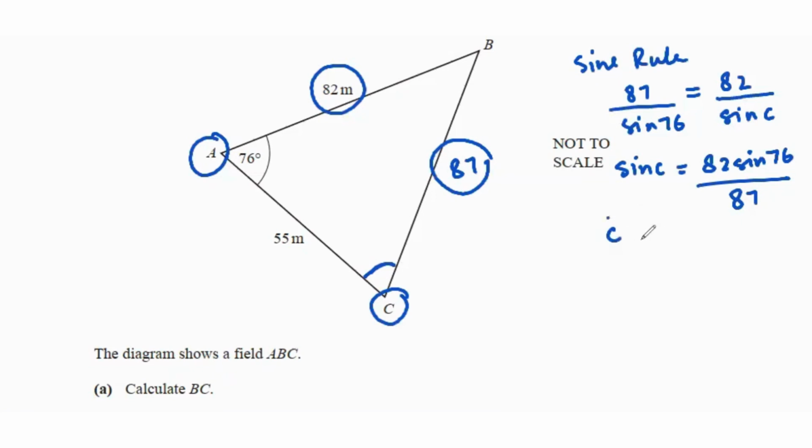And angle C is going to equal sine inverse of all of this. And this entire thing should give you the angle of 66.14 degrees.